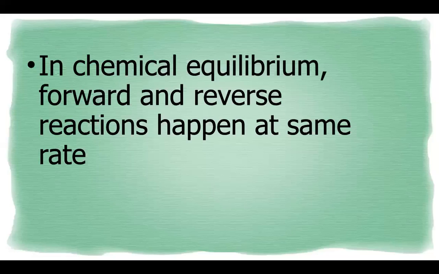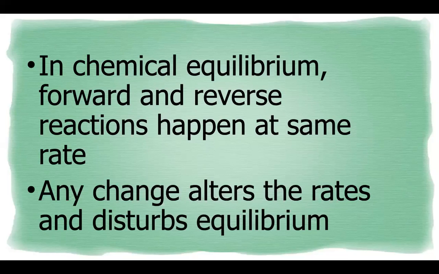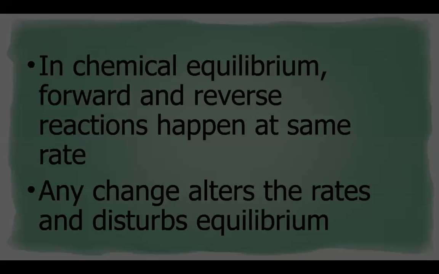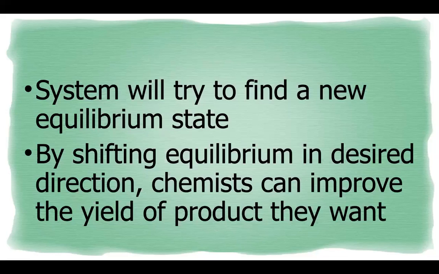So first, we want to reestablish that for equilibrium to be in effect, the forward and reverse reaction must be occurring at the same rate. So any change that alters the rate of either the forward or reverse reaction is going to disrupt or disturb equilibrium. As a result, the system is going to try to find a new equilibrium state.